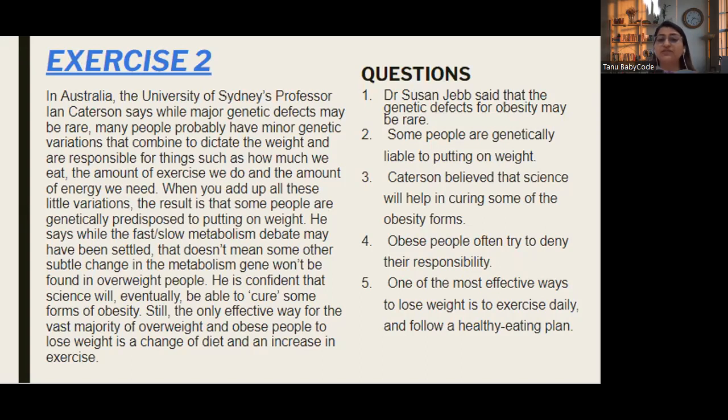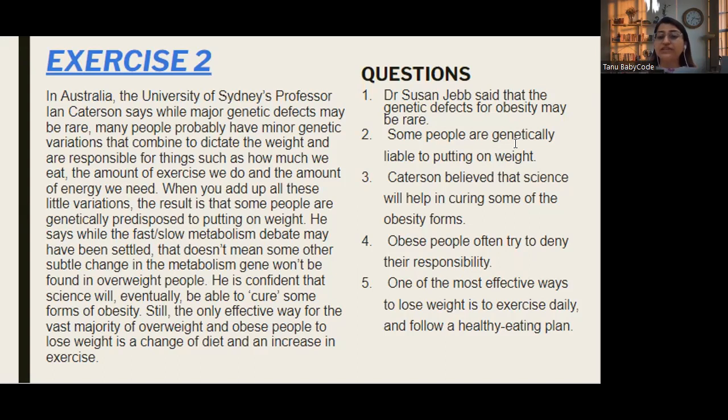Question number 1 says Dr. Susan Jeb said that the genetic defects for obesity may be rare. So make sure when you're finding the answer, you look at the words may be rare. If it is said to be yes, then it has to be maybe rare. If it is said to be no, then it has to be may not be rare. And if there is no information about rare or not rare, then it is said to be not given. So once you start finding your answer, make sure you look at this phrase very carefully.